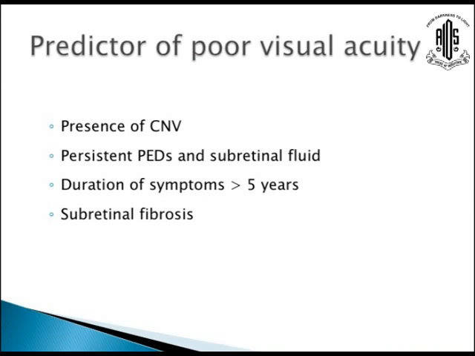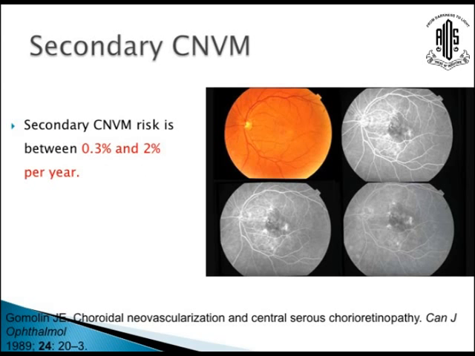Other poor prognostic factors are presence of secondary CNVM, persistent PEDs and SRF, duration more than 5 years. Some studies showed more than 3 years, and subretinal gliosis or fibrosis. So secondary CNVM happens in 0.3 to 2% of chronic CSR cases.